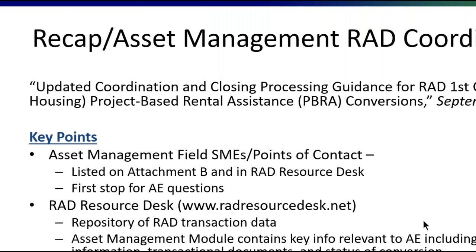It's got key contact information, any of the transactional documents that you may need to pull down for the project's file, and it'll tell you the status of the conversion. It's also where the account executive uploads the approval of certain documents, like the management agreement and other things, so that RECAP knows, yes, this property has done the essential things that it needs to do before entering into that HAP contract. So that's what we're using as our cue. We're waiting for account executives to tell us that those documents are all signed off on.